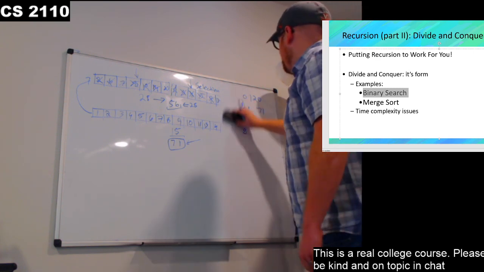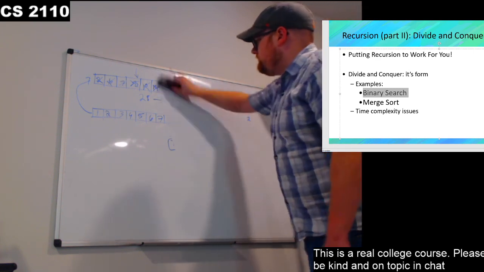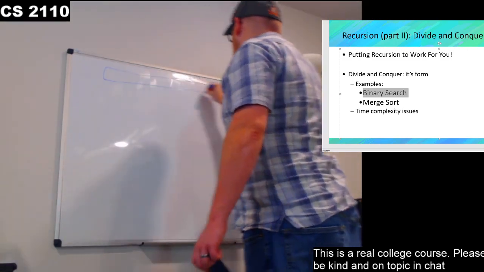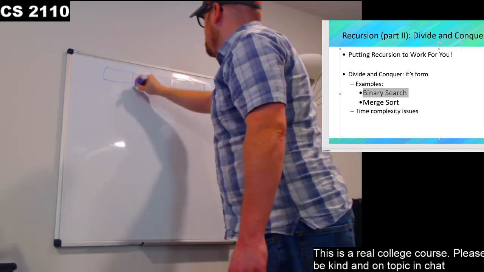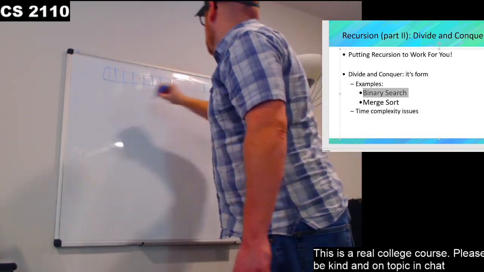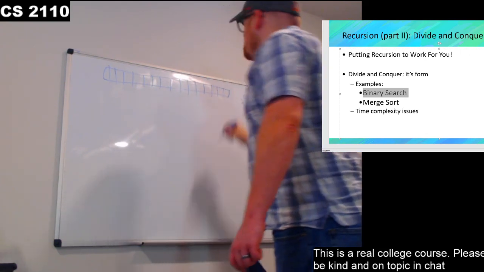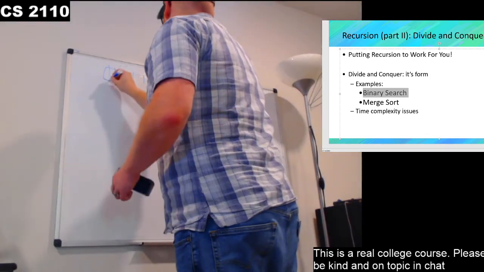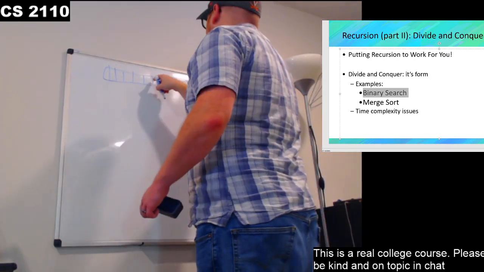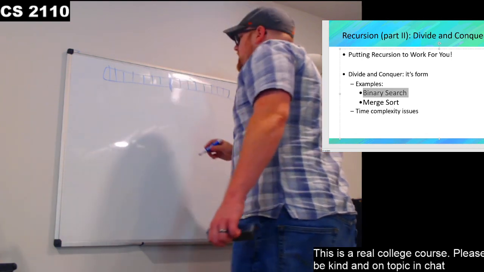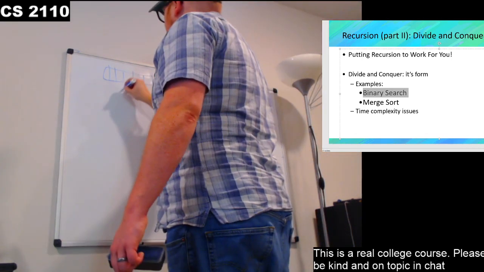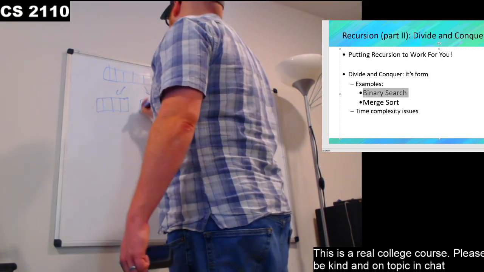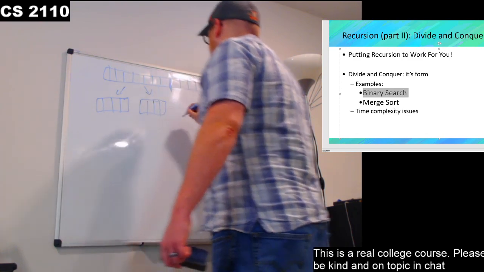Let's try that. So again, same array of 16. Okay, same array of 16, but now I'm going to break it, hang on, 1, 2, 3, 4, 5, 6, 7, 8. I'm going to break it in half, and then I'm going to break it in half again. So you can think of this as now I'm sorting 4 arrays of size 4 rather than 2 arrays of size 8.